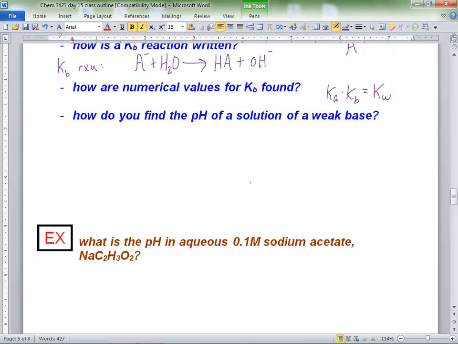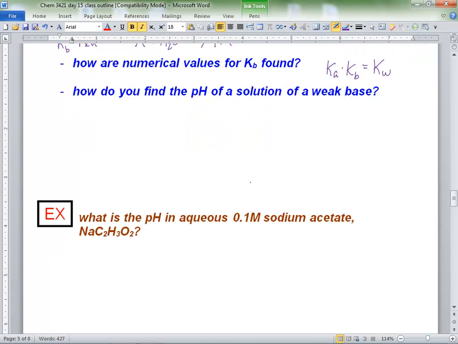Okay. So how do you find the pH? Good example. How do you find the pH of a solution of a weak base? Well, here we go. We have 0.1 molar sodium acetate. Now first, do you recognize that, right? This is a conjugate base, right? Okay. So we have 0.1 molar sodium acetate. We want to find its pH. We need to write a Kb reaction, and then we'll do ICE on it.